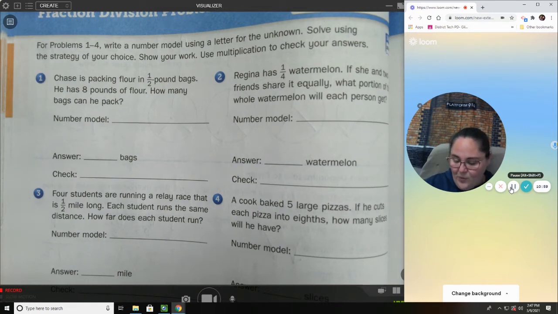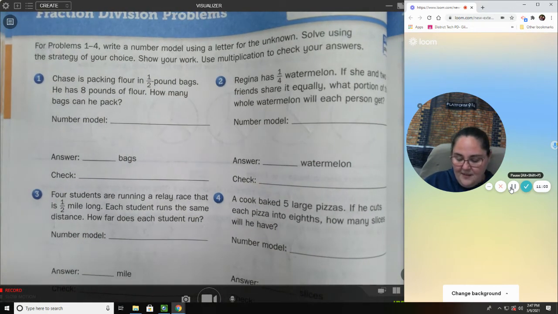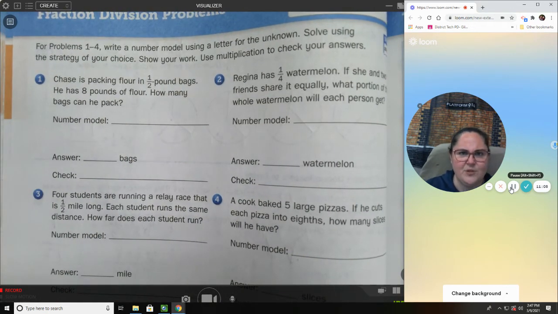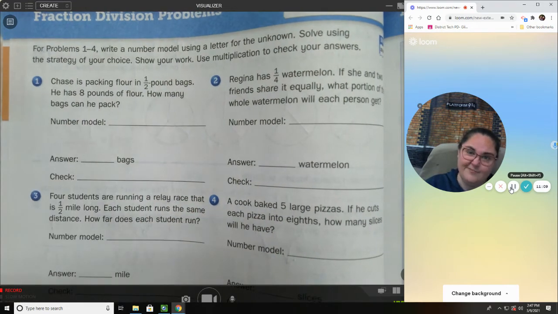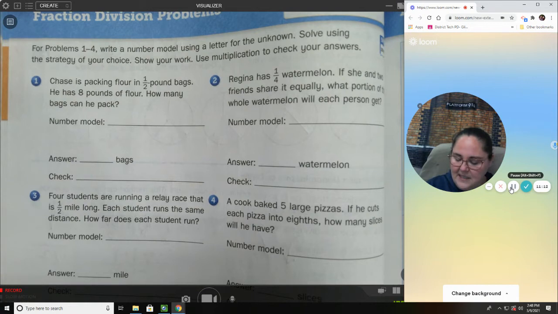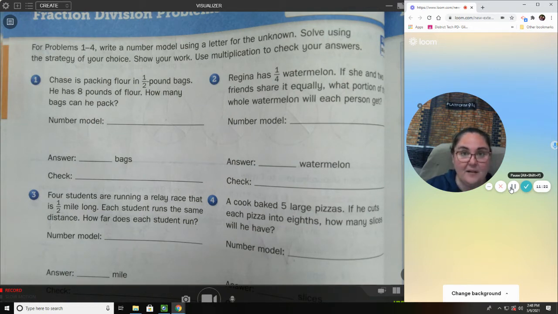All right, here we go. Number 1. By the way, notice that we have 4 story problems up here, and then right below we also write number stories, and you can use these to help you. I'll show you. Number 1 says, Chase is packing flour into 1/2 pound bags. He has 8 pounds of flour. How many bags can he pack?